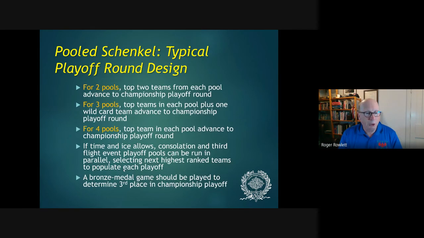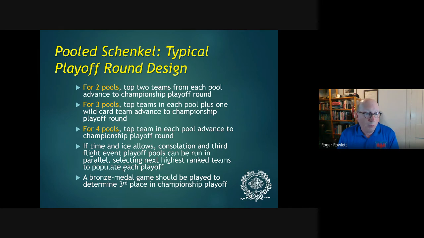So if you're running a Pool Schenkel, then for 2 pools, the top 2 teams from each pool would advance. For 3 pools, you need to get 4 teams out of there to run a playoff. So you take the top team in each pool plus the best wild card. Again, it's easy to pick the wild card team. They're just the team with the best 1-loss record and tiebreaker after the top 3.